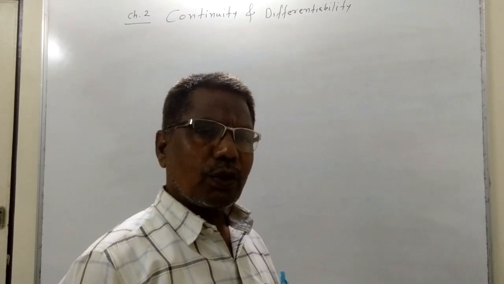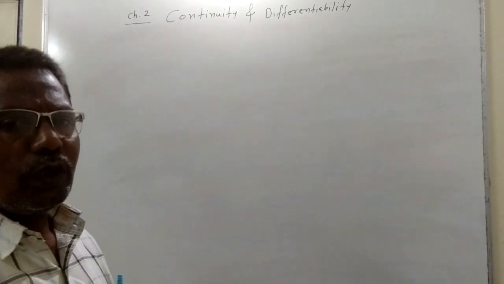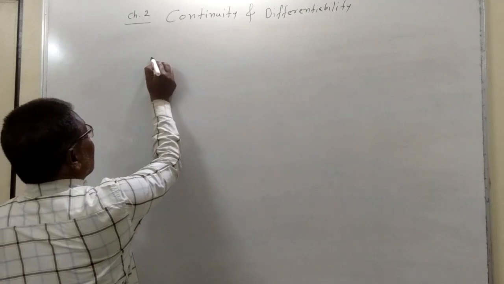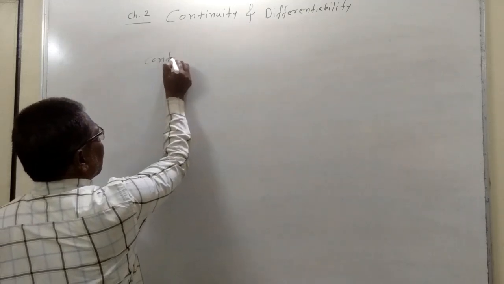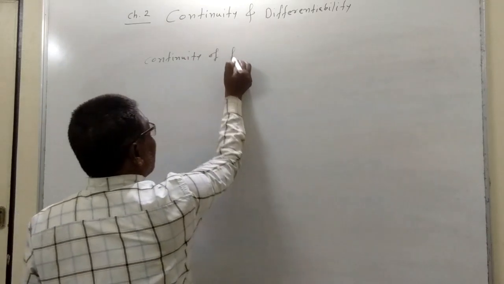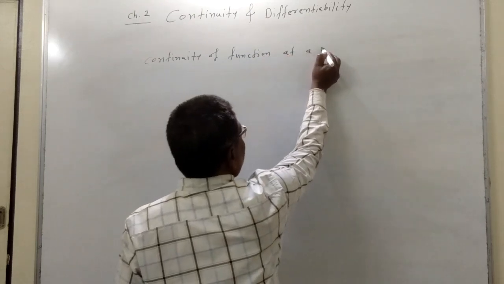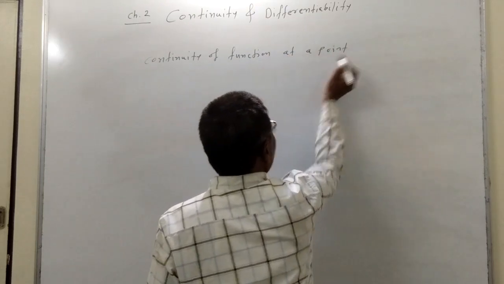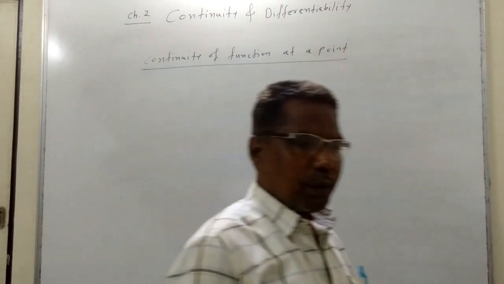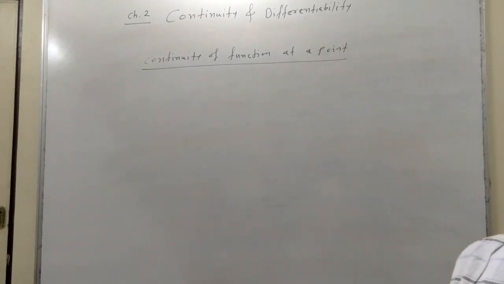In the last lectures we have studied the concept of limits. Now today we will see the concept of discontinuity and differentiability. So, continuity of a function at a point. Continuity of the function at a point means whether the given function is continuous or discontinuous at that point.